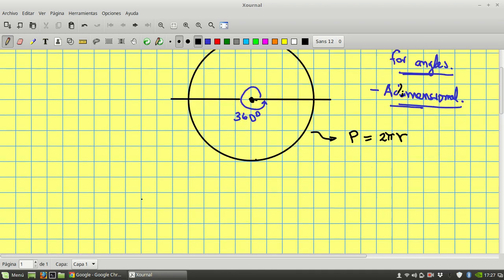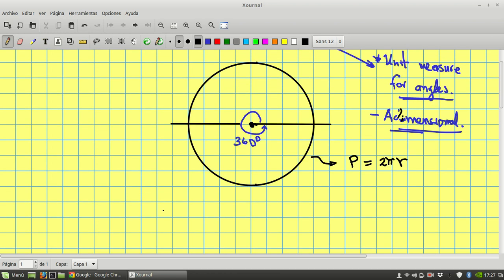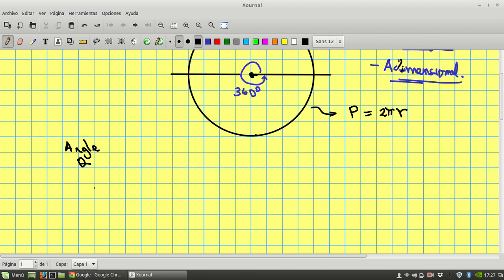So let me show you here. We're going to make a table of angles. Let's use a ruler, because usually teachers say that students should use a ruler in the classroom, so I'm going to use it here. I'm going to build a table with the angle and the length of the arc.